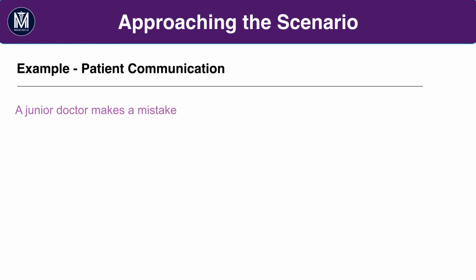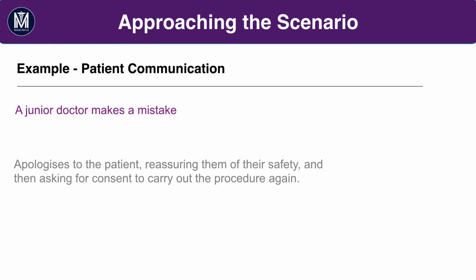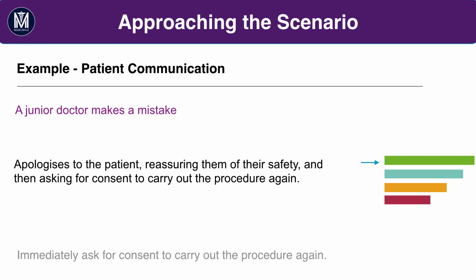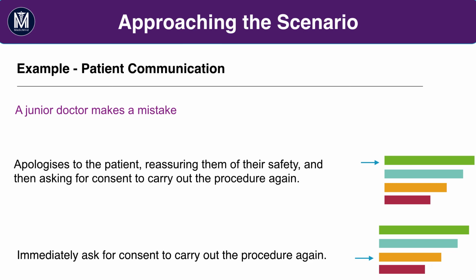An example. A junior doctor makes a mistake. Whenever a junior doctor or a medical student makes a mistake, it is vital to apologize to the patient and reassure them of their safety. This will be a very appropriate thing to do. But in the same domain, if they immediately ask for consent to carry out the procedure again, this will be an inappropriate but not awful thing to do. Both of these responses come under the umbrella of patient communication, but can you see how one is an optimal approach and one is an inappropriate but not awful thing to do? This is why, in each domain, remember there is only one response that could be the optimal approach.